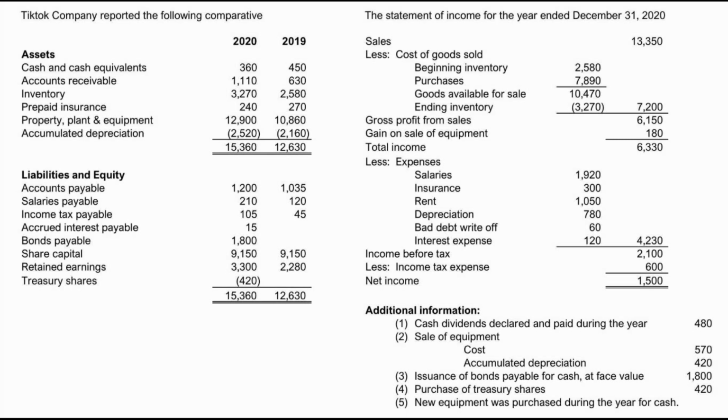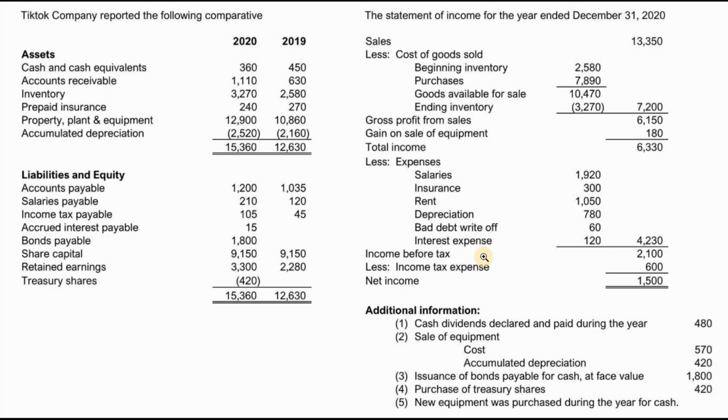So looking at our income statement, we have a gain on sale of equipment. So the gain on sale of equipment is related to a non-current asset, which is a PPE, of 180 pesos. Another is the depreciation expense of 780 pesos, which is also related to equipment. Aside from this, there is an interest expense of 120 pesos. So the 120 peso interest expense is related to financing, while the gain on sale of equipment and depreciation are related to investing activities.